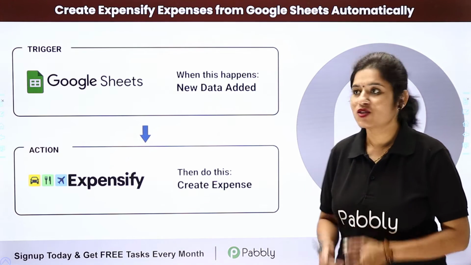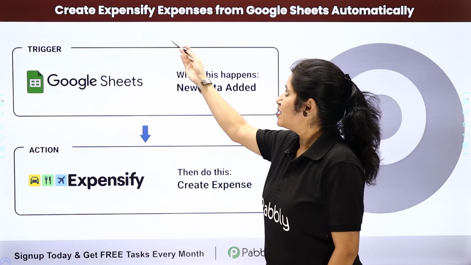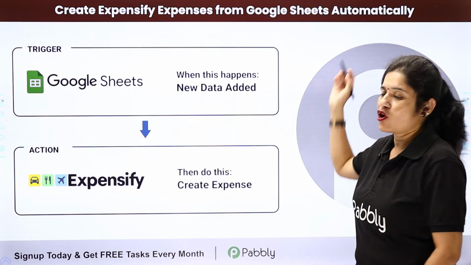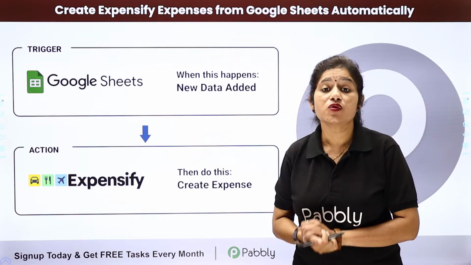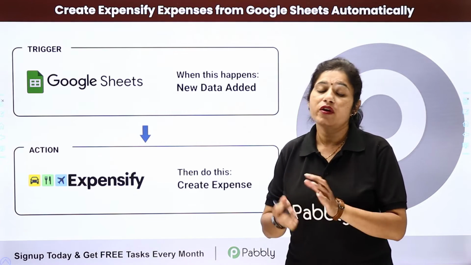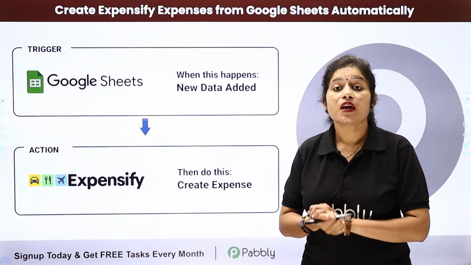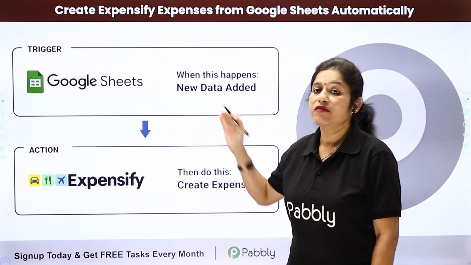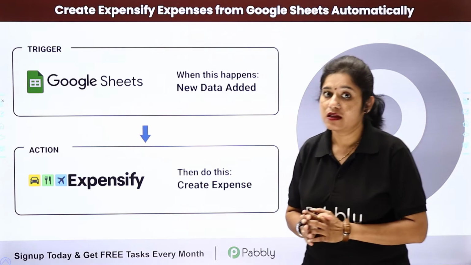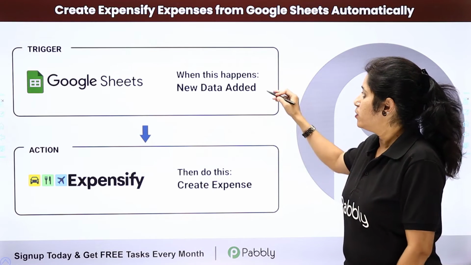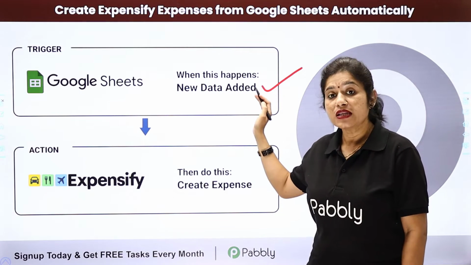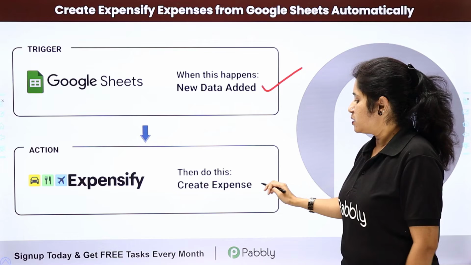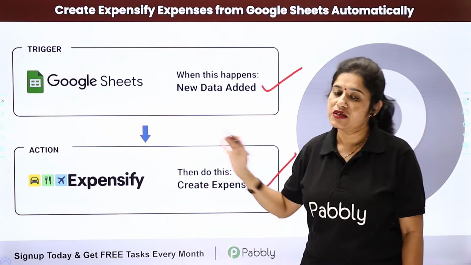In this video, we are going to learn how you can create Expensify expenses from Google Sheets automatically. So the idea here is that you are working with an organization who uses Expensify as your expense management software. Now you have created a Google Sheet in which you are entering the expense details. Now you want that whenever a new expense detail or new data is added to your Google Sheet, automatically using those details, a new expense should get created into your Expensify account.